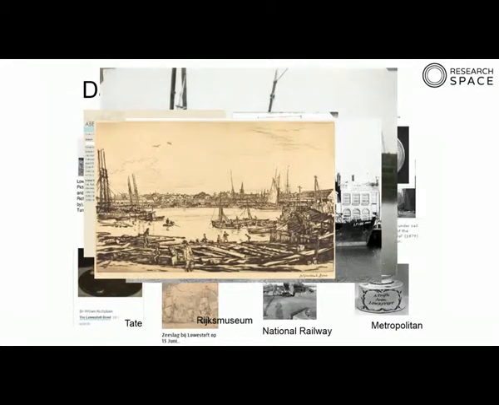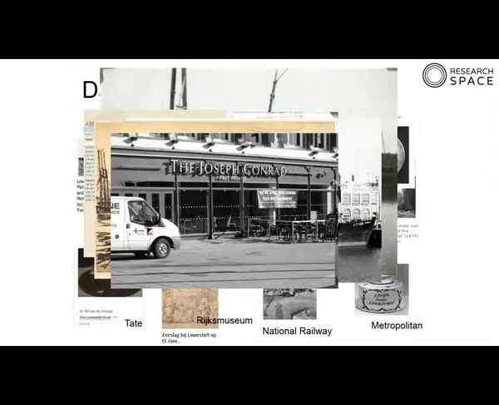A Muirhead Bone, this is in the National Gallery in Washington. This is autumn in Lowestoft. So there are Muirhead Bones of Lowestoft as well. This is a pub in Lowestoft. This isn't in any museum.